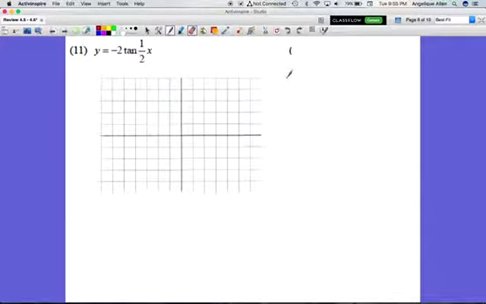So we don't call it amplitude with tangent because it's not a wave, but A is 2 because we want to take the absolute value. So absolute value of negative 2 is 2. That's going to be my shoulder height. Period of tangent and cotangent, by the way, is pi.